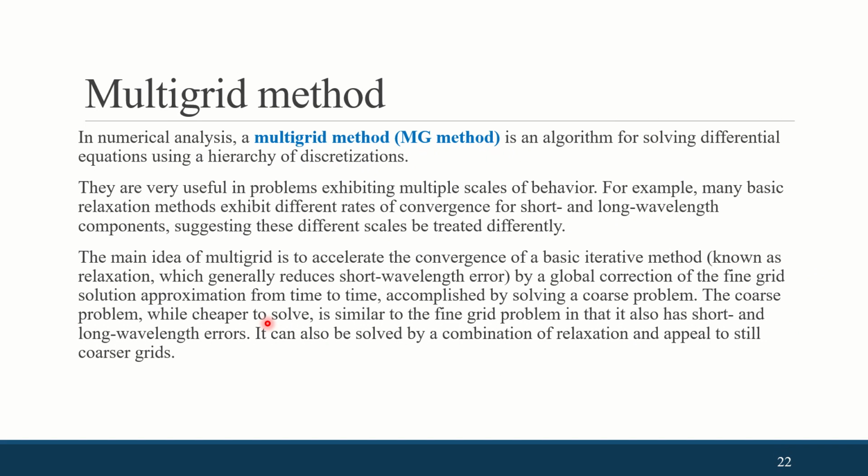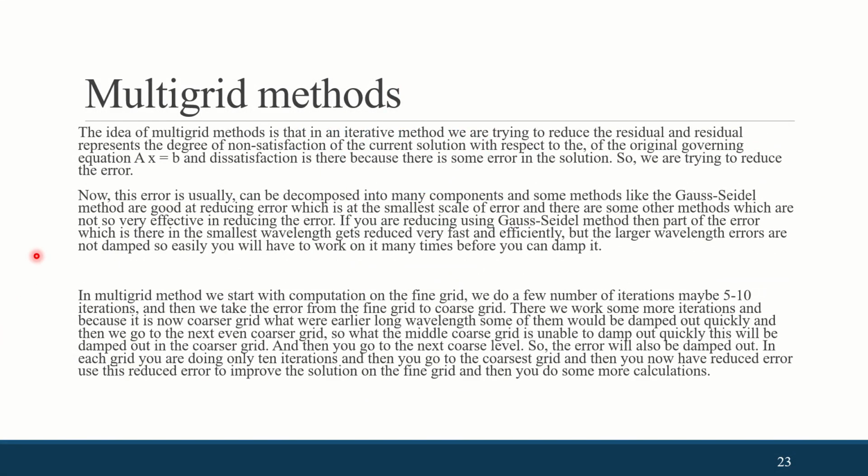In the coarser grid it would be easier to solve the errors, and the long wavelength errors would be reduced in the coarser grids. So further we would be moving on to the coarsest grid in a step-by-step manner. From the coarsest grid we would have an estimated error, and this error we would put into the finest grid, solve that, and do further calculations. This is the multigrid method.